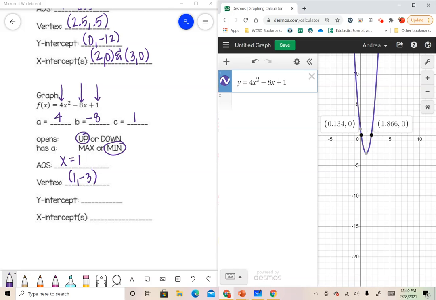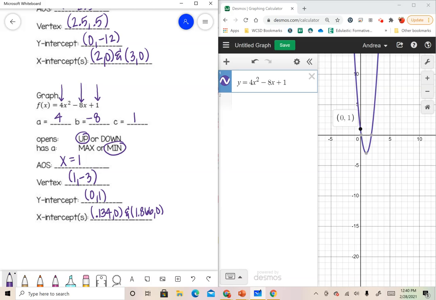2 x-intercepts again. So 0.134, comma 0. And 1.866, comma 0. Last thing, a y-intercept, 0, comma 1. Now you're going to do your practice, so you're going to do the same thing. You're going to label your vertex, axis of symmetry, y-intercepts, and x-intercepts.